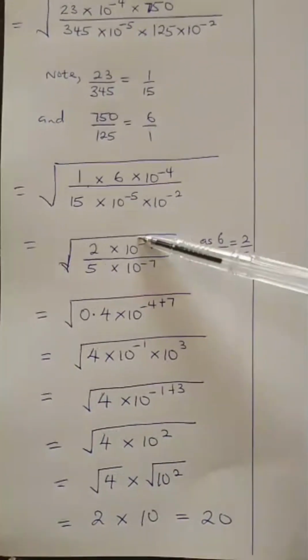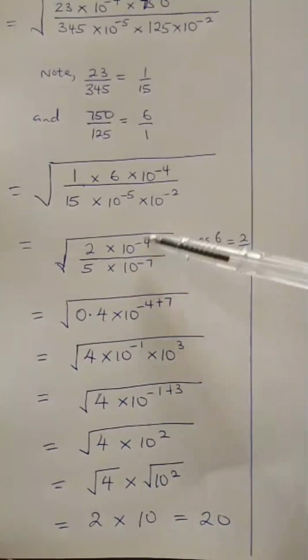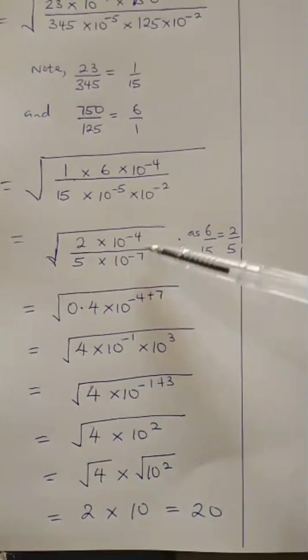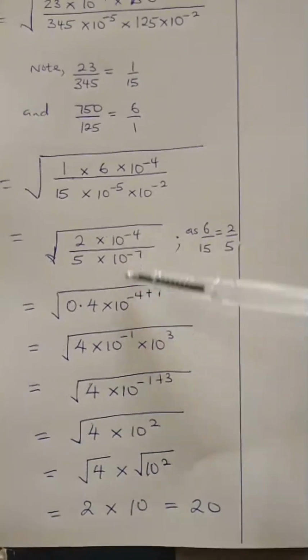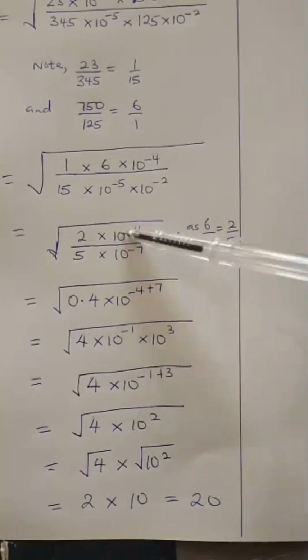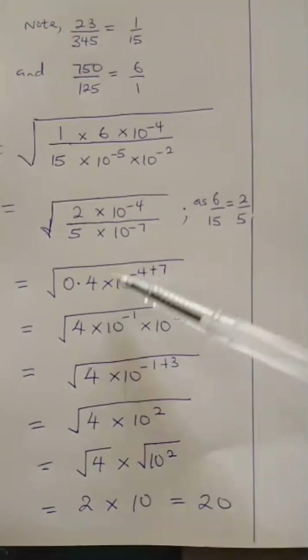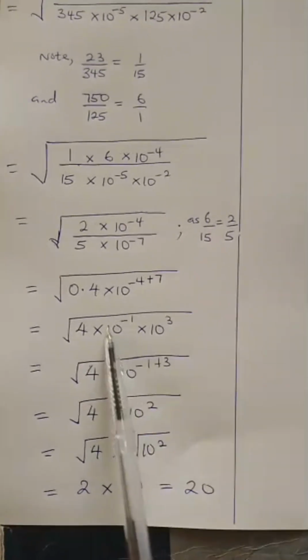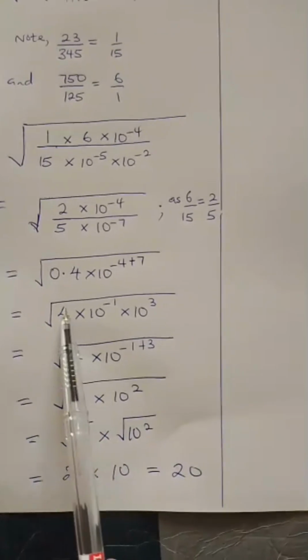Because like I said, 10 raised to the power minus 4 divided by 10 to the power minus 7 is minus 4 minus minus 7. This comes from the law of indices when you are dividing expressions with the same base. So minus meets minus, that's why it turns to plus. Okay, so we have 4 times 10 raised to the power minus 1. This 10 raised to minus 1 is coming from 0.4 expressed as this.